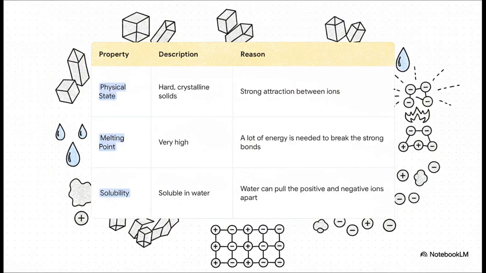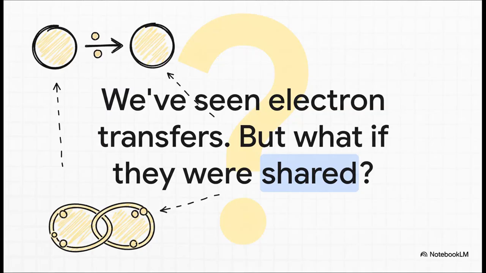As you can see here, that's why they're hard, crystalline solids. The ions are just held together so tightly. It's also why they have crazy high melting points. You need a ton of energy to break those powerful bonds. And their solubility in water? Well, water molecules are clever. They can get in between the positive and negative ions and pull them apart. So when a metal meets a non-metal, it's a story of giving and taking electrons, a complete transfer.